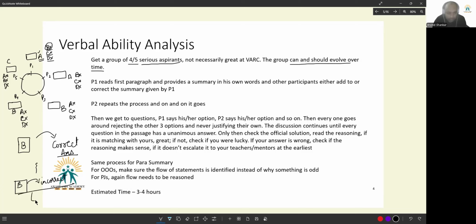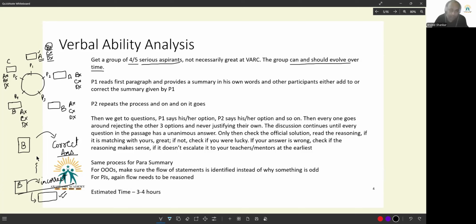Then you have to come back and play devil's advocate and identify why B would be incorrect, because this was a unanimously agreed upon answer. You have to identify what is wrong, what could potentially be the reason why B is getting eliminated, and then repeat the process.